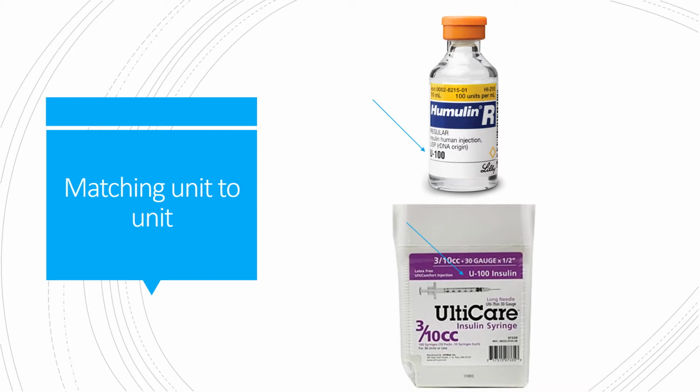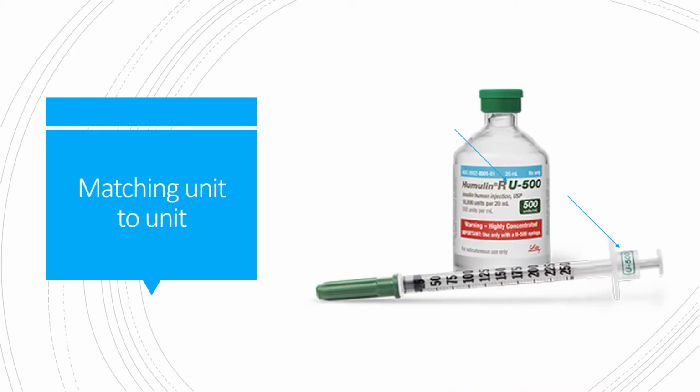You would not want to use a U100 concentration insulin with a U500 syringe, because your patient would not receive the correct dose of insulin. So here again is your U500 insulin vial with your U500 insulin syringe. Again, it's very important that you match these concentrations and measurements.